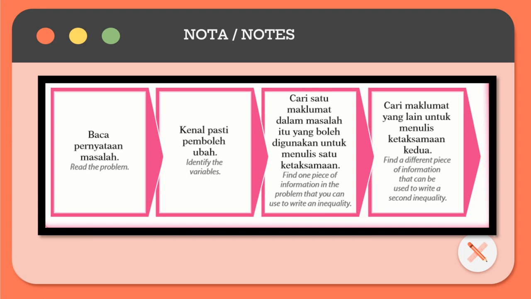Alright, so read the note first. Whenever you see a problem, you need to read the problem and then identify the variables involved in the situation. After that, you need to find one piece of information in the problem that you can use to write an inequality. This is for the first inequality, and then you search for the second inequality, or the third one, based on the category of the inequality.